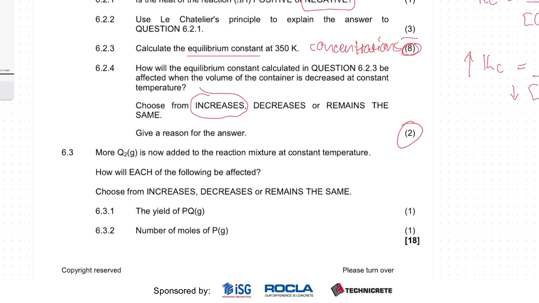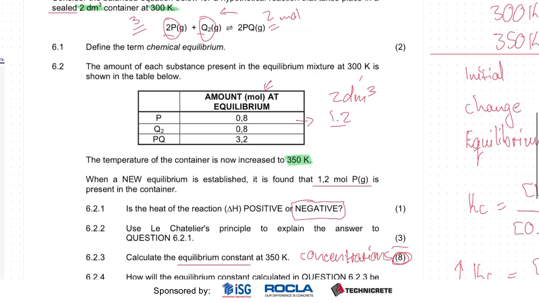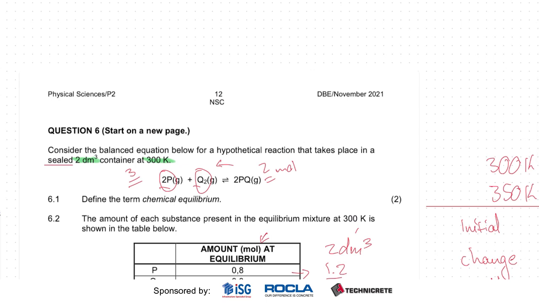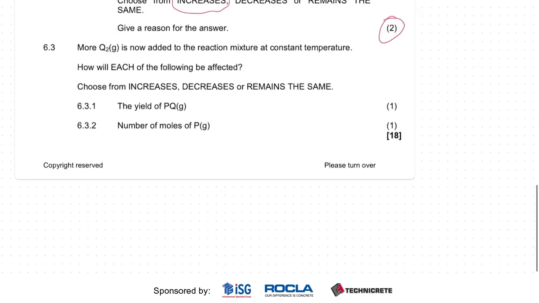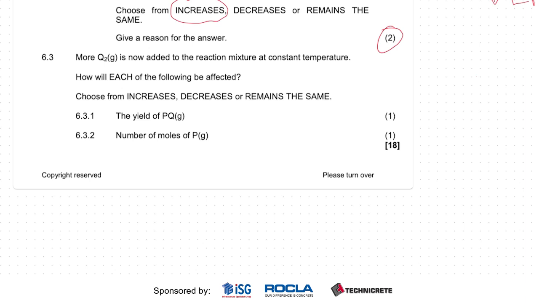Okay. Let's move on. More Q gas is now added to the reaction mixture at constant temperature. How will each of the following be affected? The yield of PQ. Okay, so there's more Q gas. So if there's more reactant, it's definitely going to favor the forward reaction, so there'll be more PQ. So the yield of PQ will simply increase.